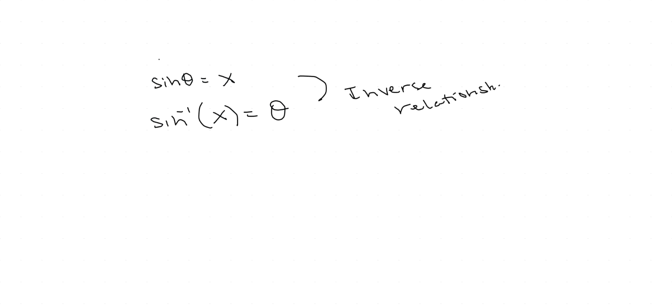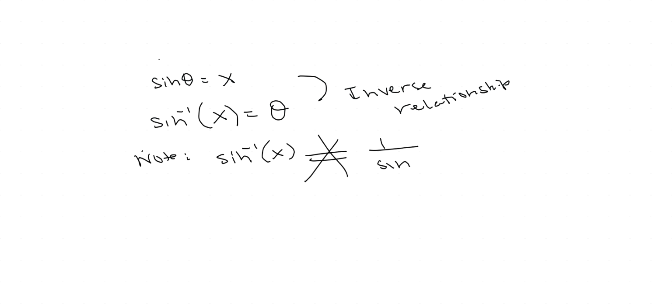Note that sine inverse of x is not equal to 1 over sine of x. That's not what we mean when we put a negative 1 up there. That is just notation for the inverse function. So let's look at how we might have some of these problems to solve.